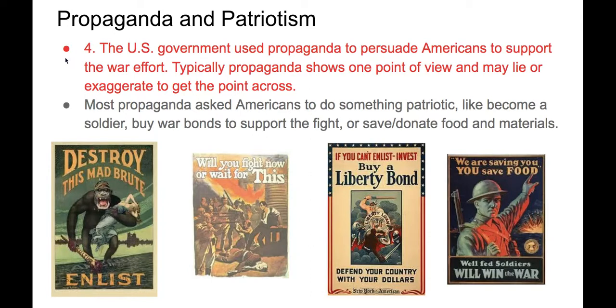Okay, number 4. The U.S. government used propaganda to persuade Americans to support the war effort. Typically, propaganda shows one viewpoint and may lie or even exaggerate to get their point across.